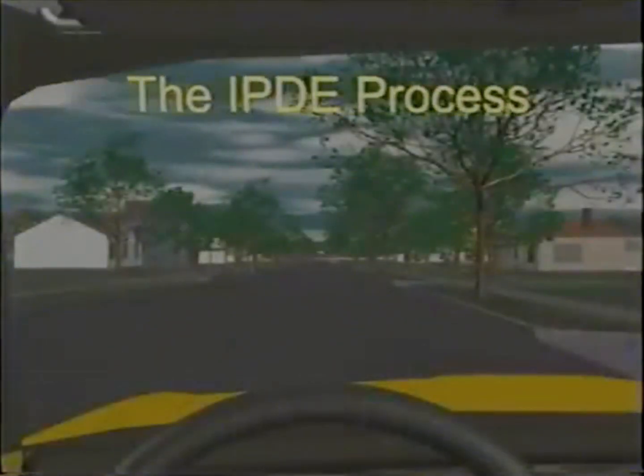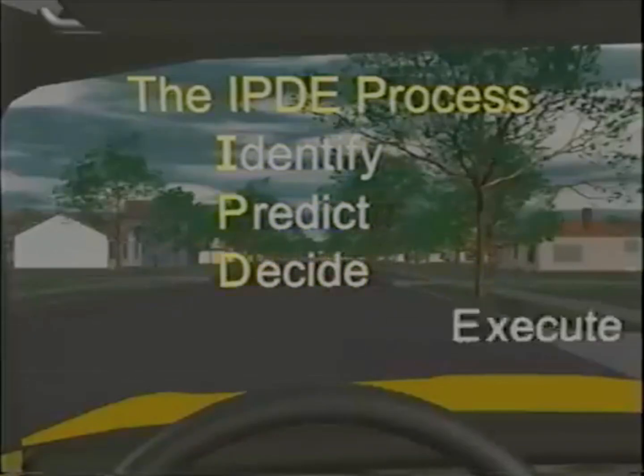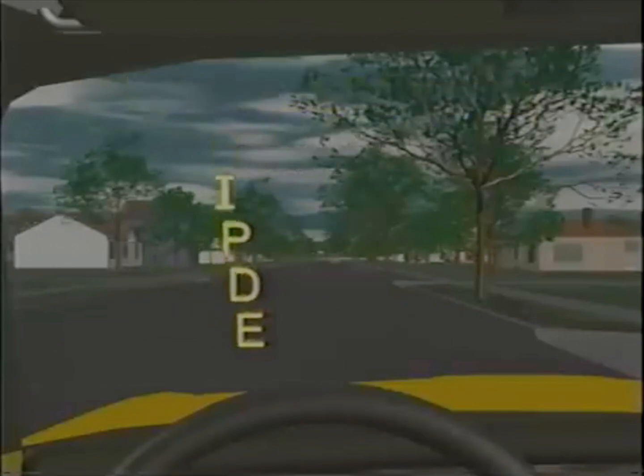The IPTI process enables you to enjoy safe, low-risk driving. There are 4 key steps in the IPTI process: identify, predict, decide, and execute. The IPTI process is an organized system of seeing, thinking, and responding to what you encounter on the roadway.